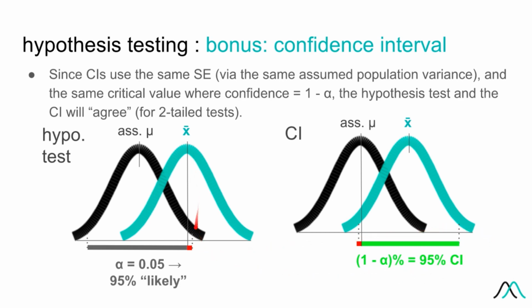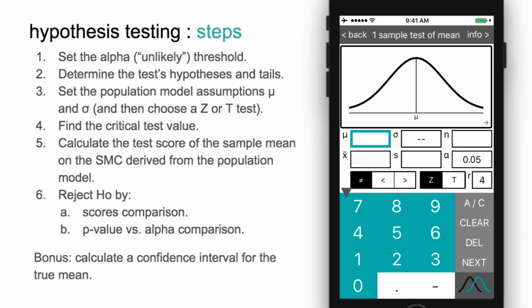X bar would be outside of this likely range, and in the corresponding confidence interval, the assumed mu would be beyond the interval. Let's finally solve the Sasquatch problem completely. We'll use the statmagic app to help us visualize the population model and to take care of all the calculations. We can walk through it using the 6 steps we've laid out.